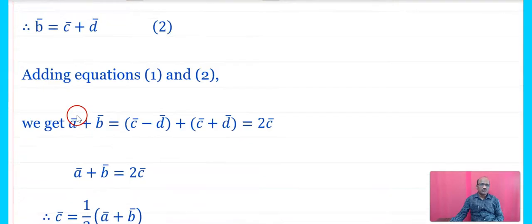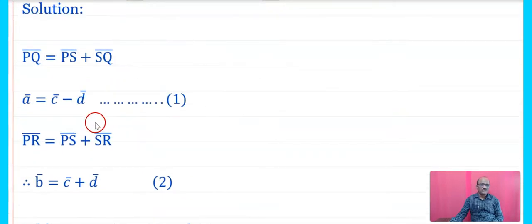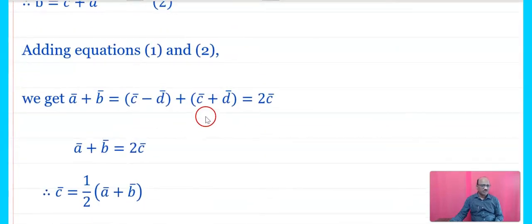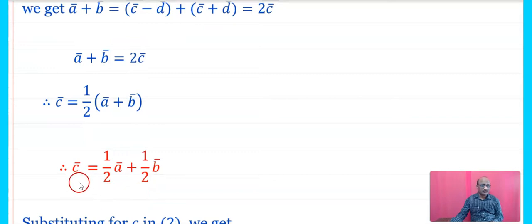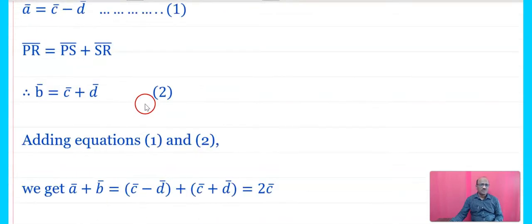Adding these two equations, then you will have A bar plus B bar is equal to, in bracket, C bar minus D bar plus C bar plus D bar, and that is equal to 2 times C bar, since minus D bar and plus D bar get cancelled. And here you will get C bar is equal to 1 upon 2 in bracket A bar plus B bar, and hence C bar is equal to 1 upon 2 A bar plus 1 upon 2 B bar.